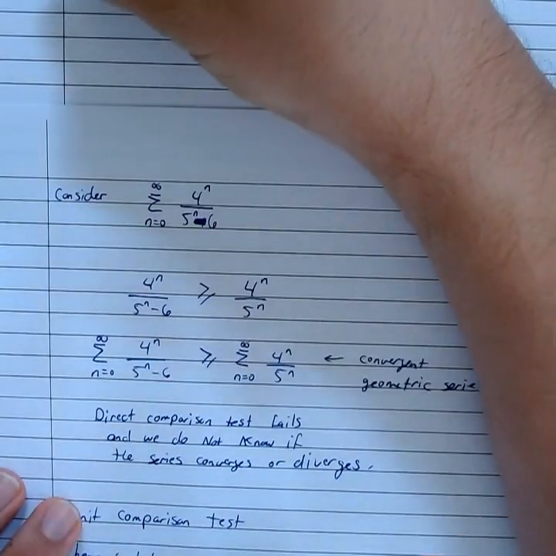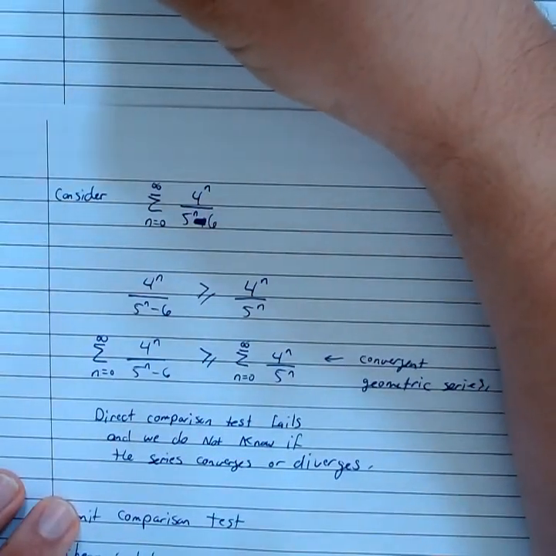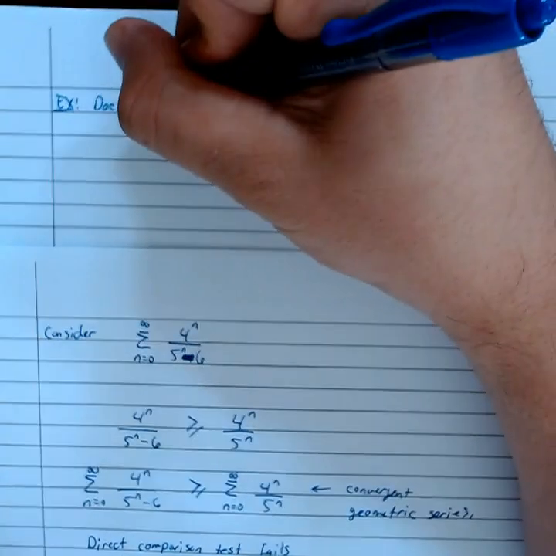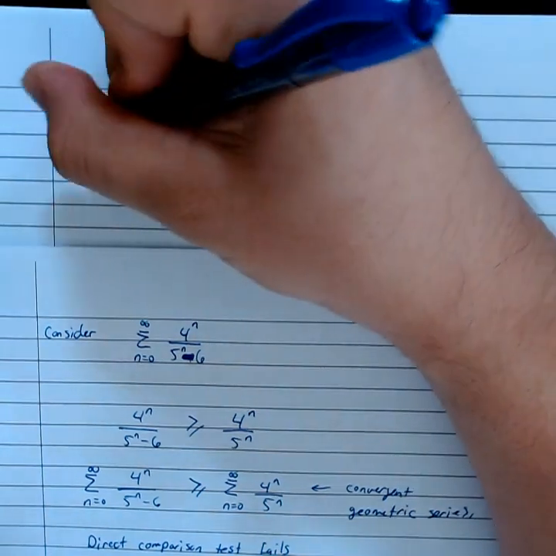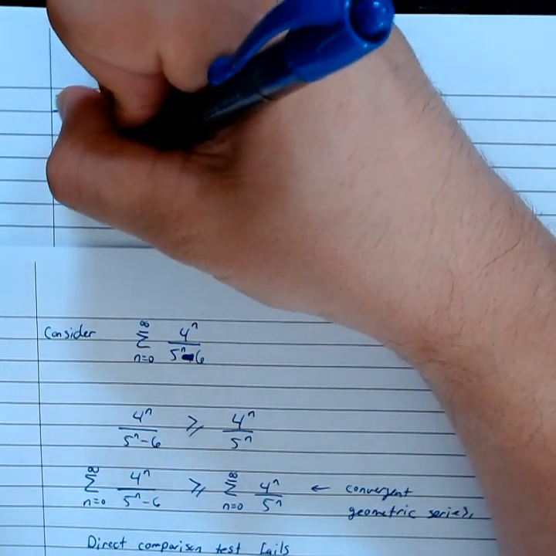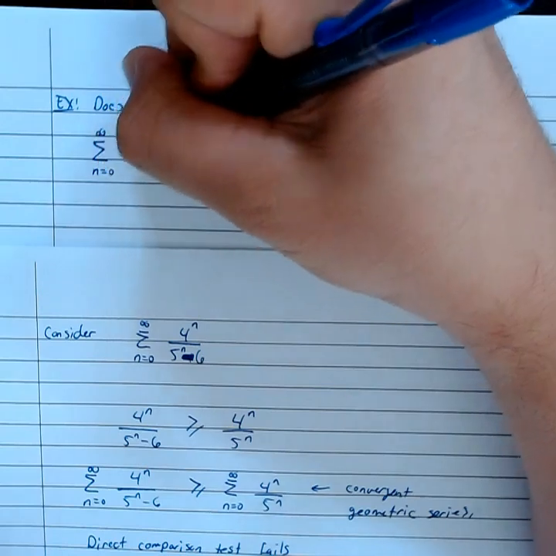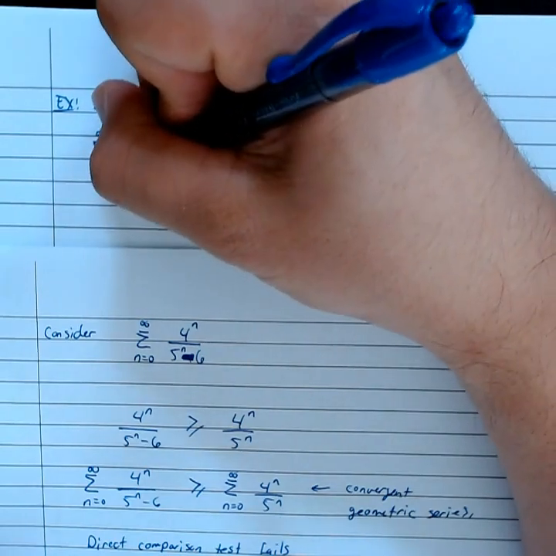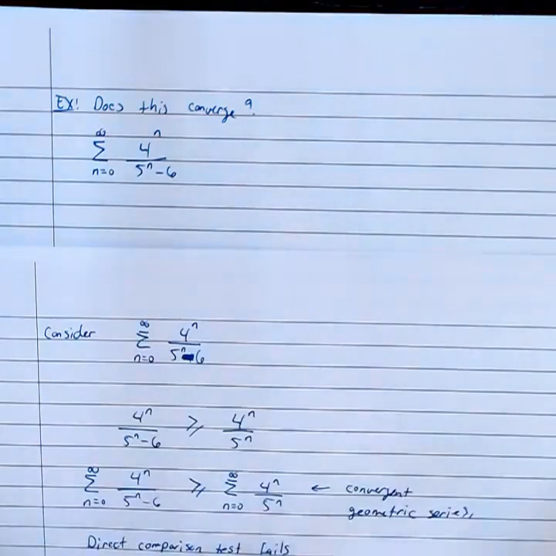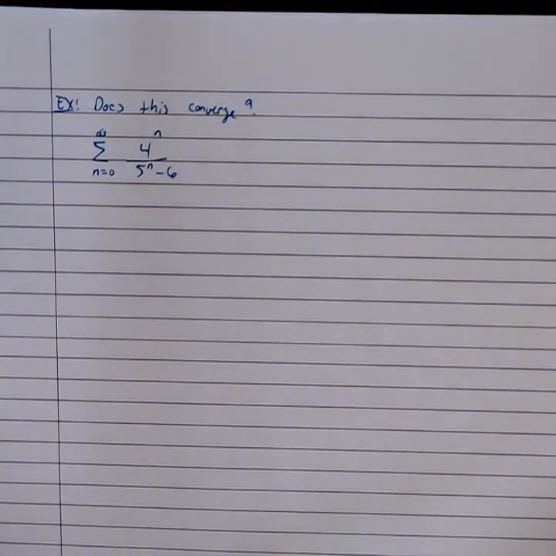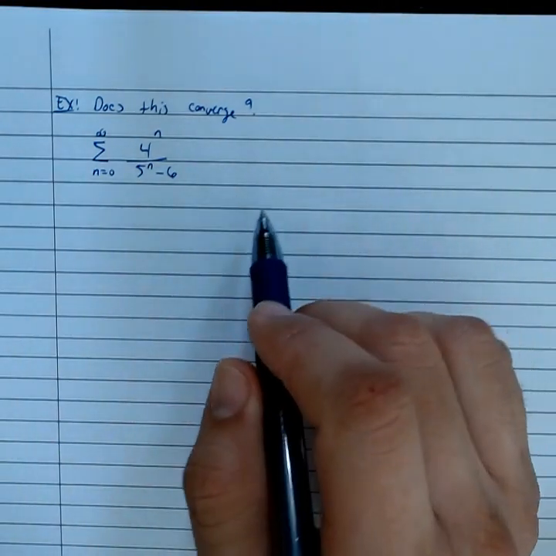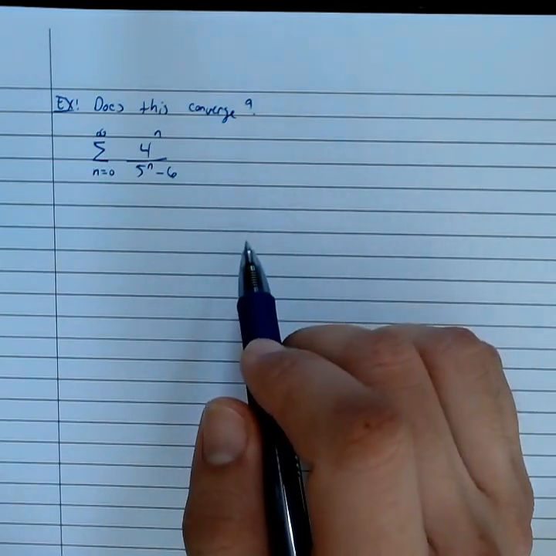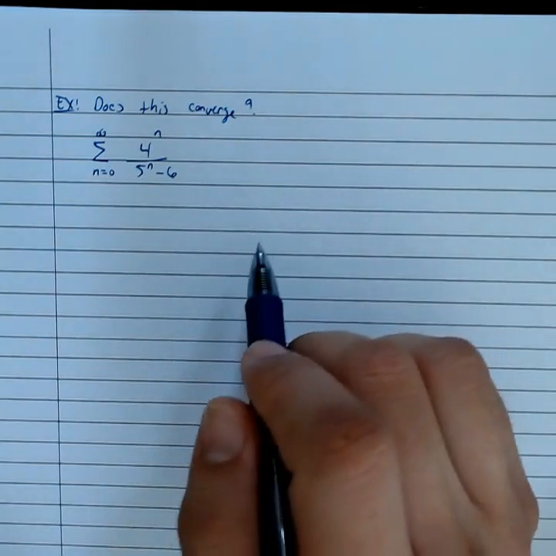So, example. Does this series converge? We're going to take the sum as n goes from 0 to infinity of 4 to the power n over 5 to the power n minus 6. And here, we're going to try to compare it to 4 to the n over 5 to the n. The limit comparison test and the direct comparison test, you're going to compare to the same thing. It's just the way you're going to compare is going to be done differently.